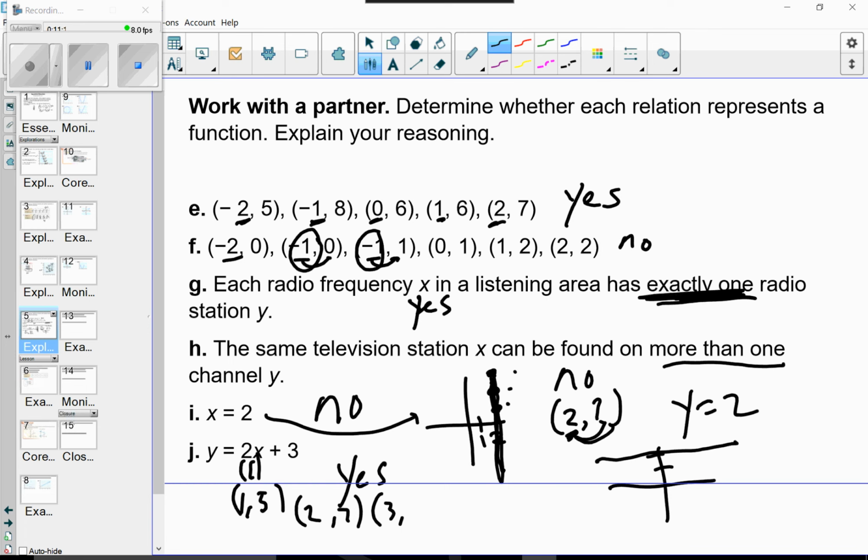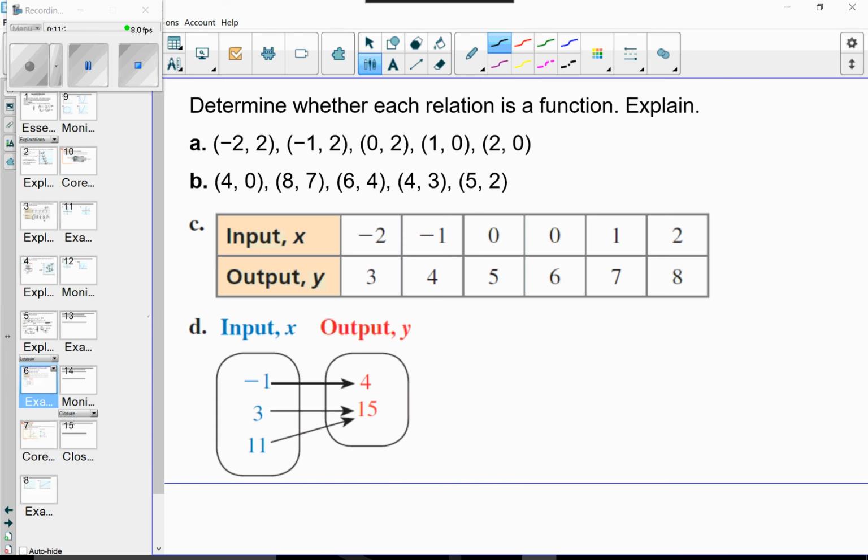We'll do one more. If I put a 3 in for x, 2 times 3 is 6. 6 plus 3 is 9. So every x would have one y value here. This is an exact answer. This is a function. Okay, we're going to let you try these on your own.